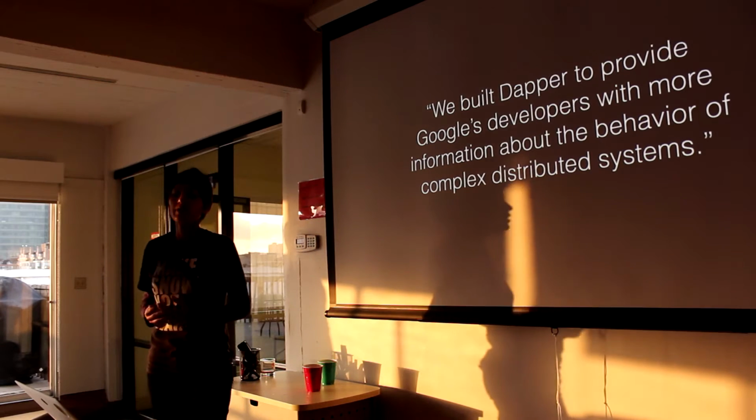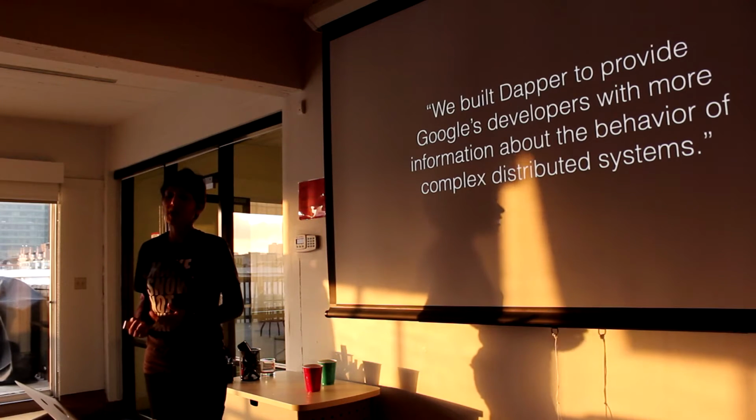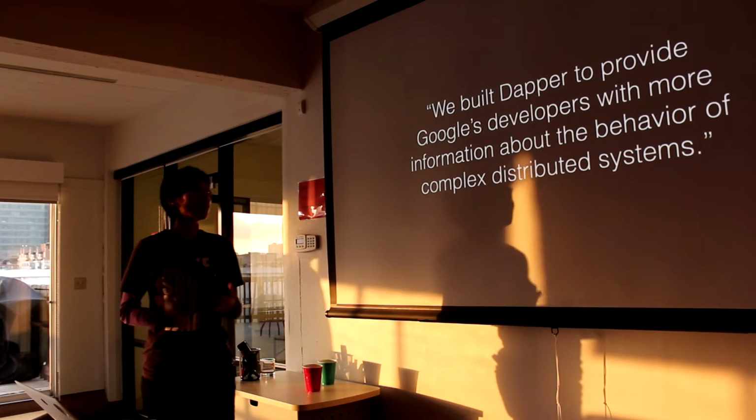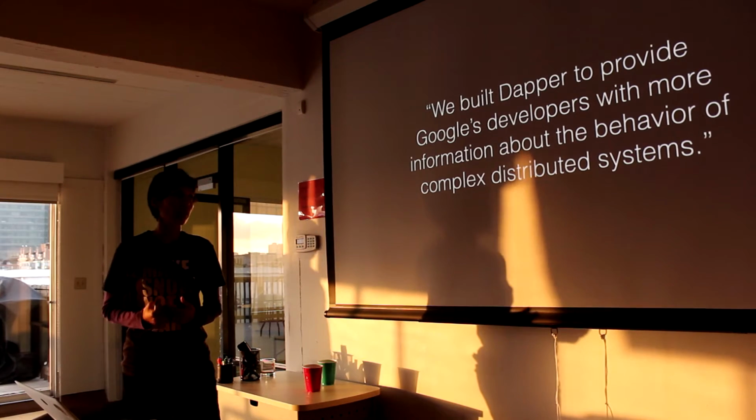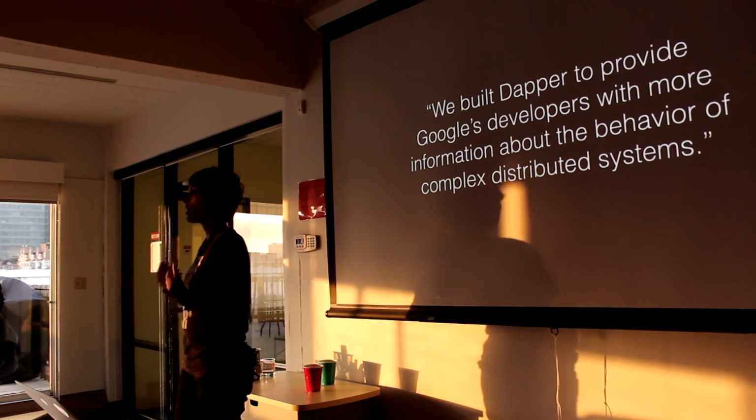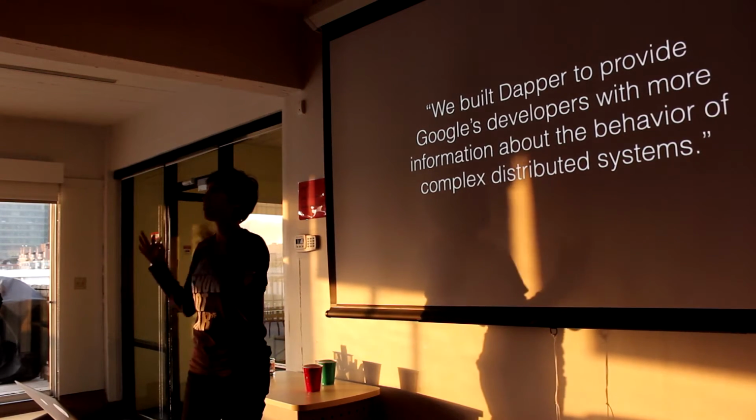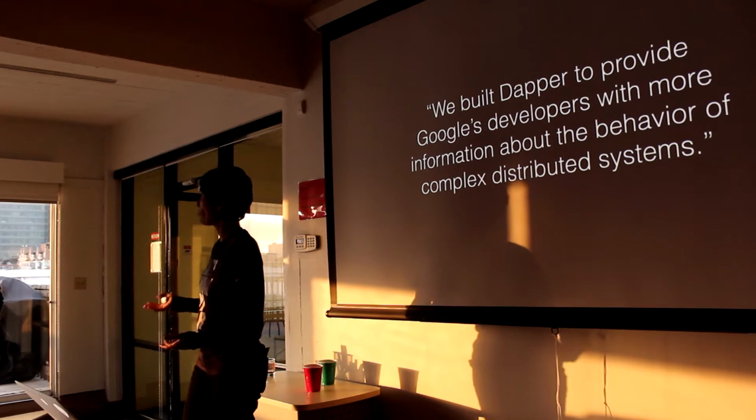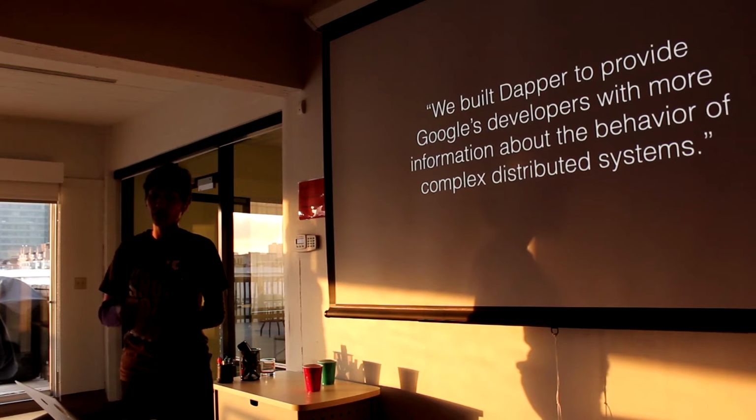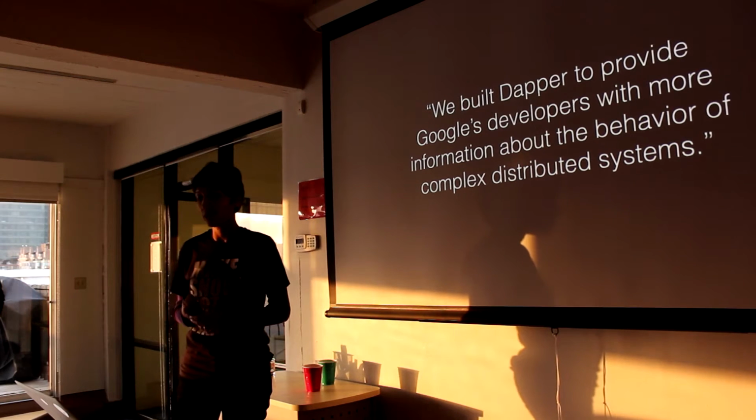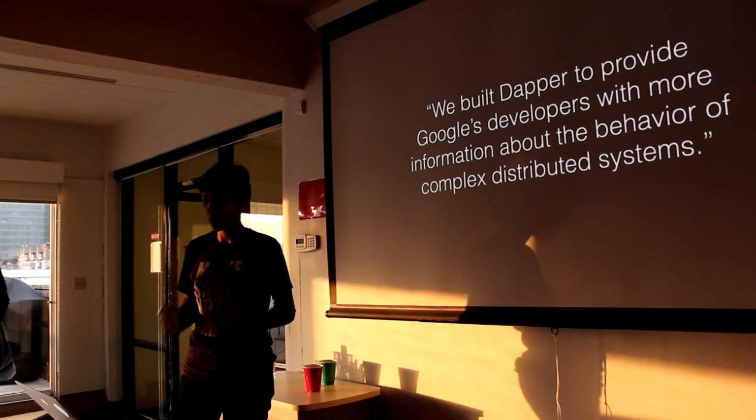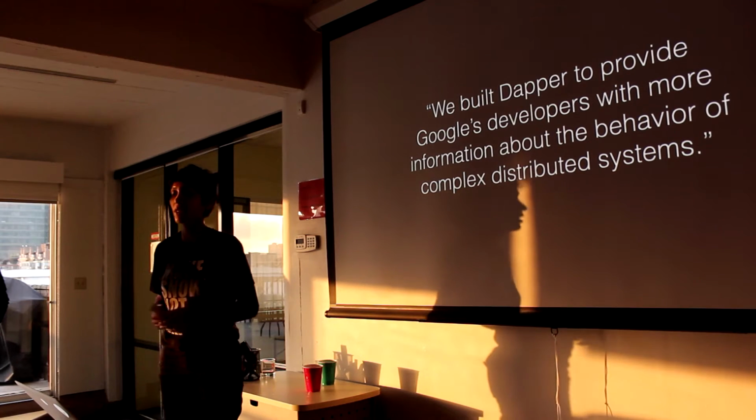So in Google's own words, why did they build this thing called Dapper? They built it to provide their engineers with more information about the behavior of complex distributed systems. So let's stop for a second and think about what this means, right? At Yammer, we have something like 30-something backend services by now. We started with 1, and then 2, and today we have a team of 100+ engineers. And each team is responsible for different sections of service, different services, or different sets of services.